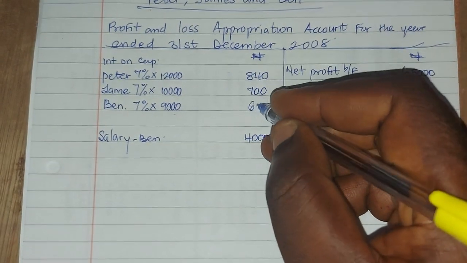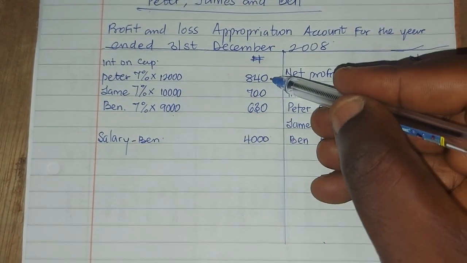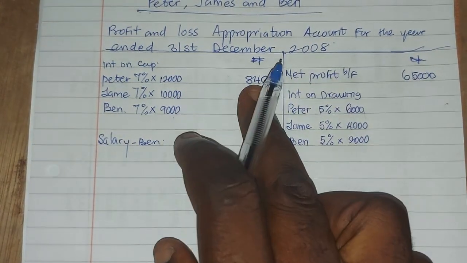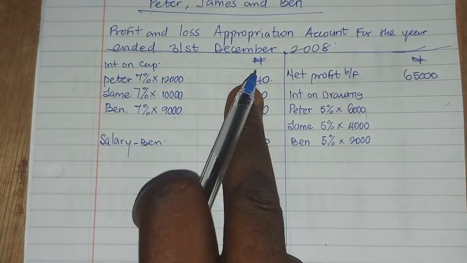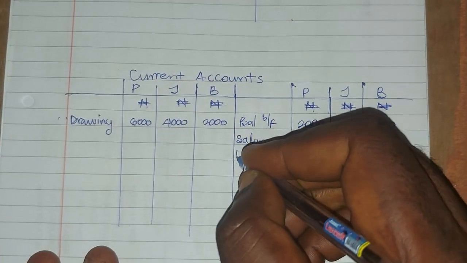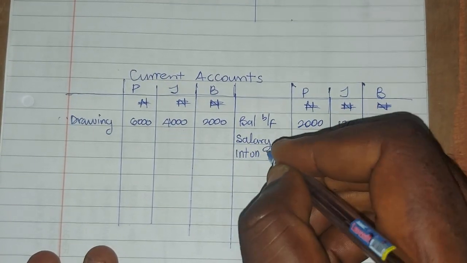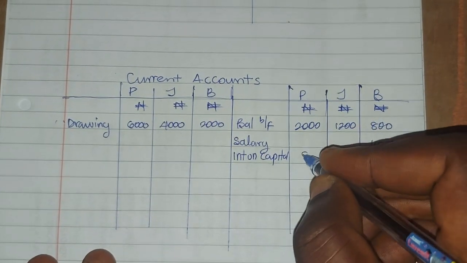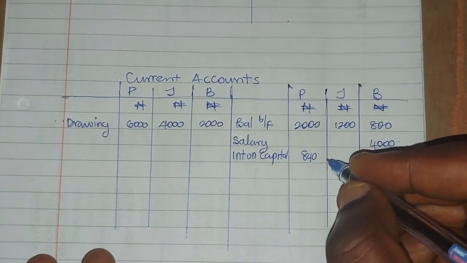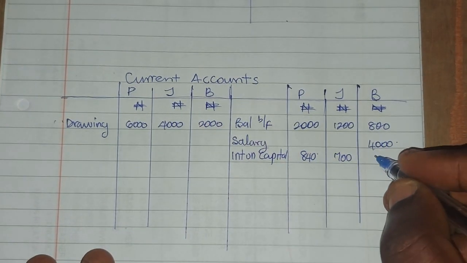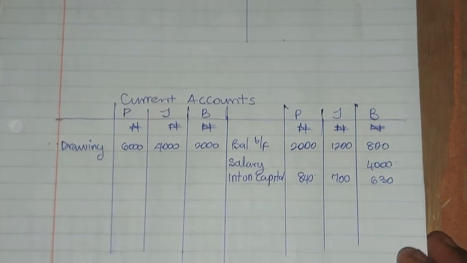So we have 630. Then immediately you have debited the appropriation account. Then the credit entry goes into the current account. So we have interest on capital. So we have 840, 700, and 630. So the double entry is completed.